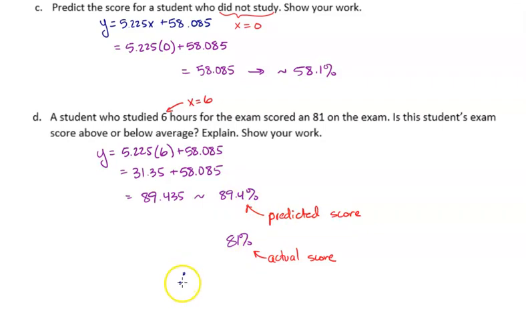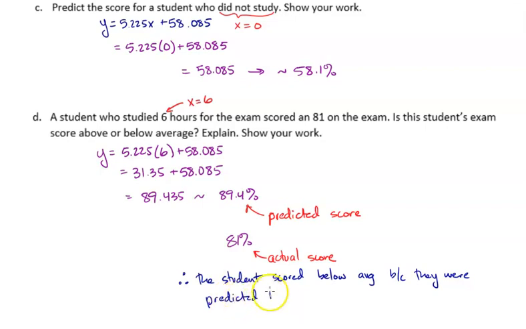So I will say, therefore, the student scored below average because they were predicted to score 89.4%, but only scored 81%. And that would be my explanation. And here's my work that I showed.